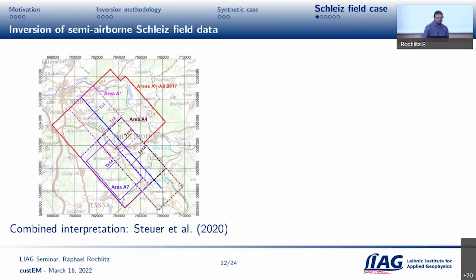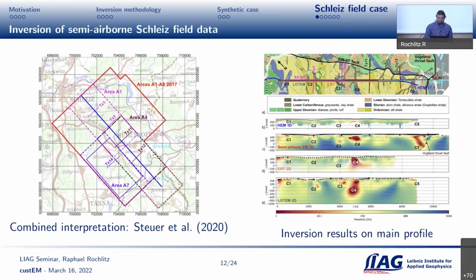Here's already Saxony. We have a long profile of reference data with 2D methods like ERT and LOTEM. We now focus on the central flight areas, which are located around TX1, TX2, TX11, 12, and here should be a TX13, so it's missing here. On the right-hand side, you see the conductivity distributions of the 2D results. This is the helicopter EM result with the smallest penetration depth.